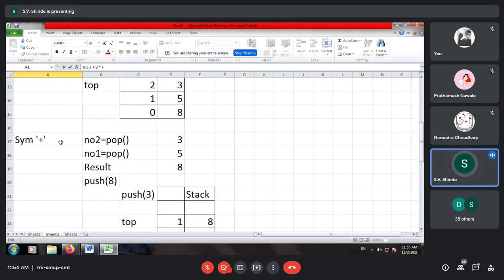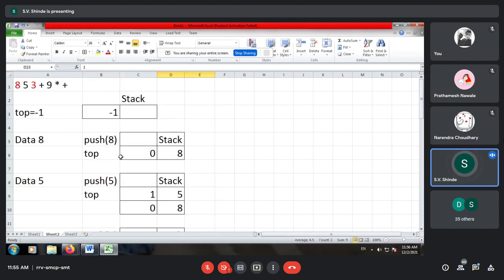So when we get a mathematical operator, that is plus, we have to do pops. The two pops are there, number 2 and number 1. So number 2 is nothing but your 3 and number 1 is nothing but your 5, which is popped from the stack. And finally we get the result of them, that is addition. 5 plus 3 is nothing but 8 and we issue the instruction now push 8. We push the 8 on the stack. So the top is now 1.